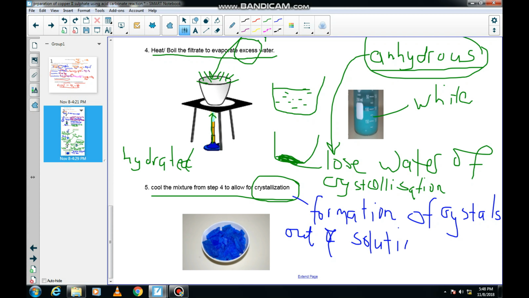Bear with my handwriting, it is very horrible today, but at least you can see.